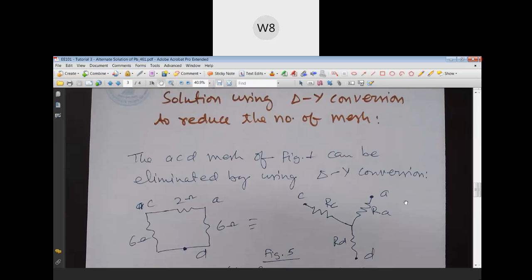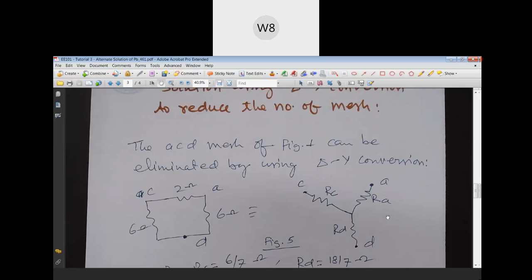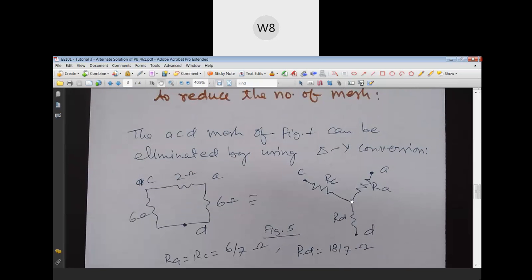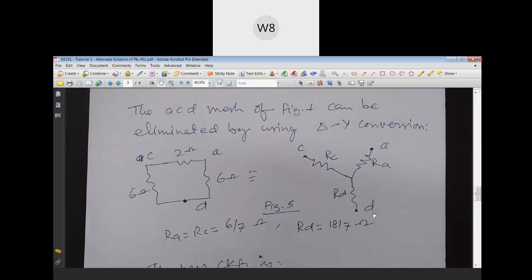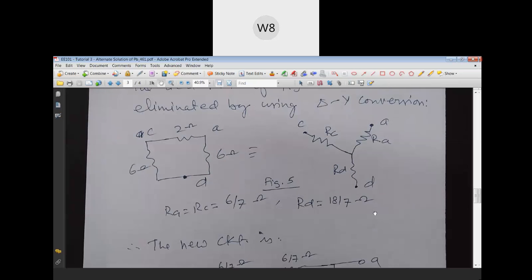So here what is done is that the centered mesh that existed in the original problem, consisting of 2 ohm, 6 ohm and 6 ohm between nodes A, C and D, can be substituted by a Y circuit consisting of RA, RC and RD, so that the third mesh, the central mesh in the original problem, gets eliminated and we have only two meshes.